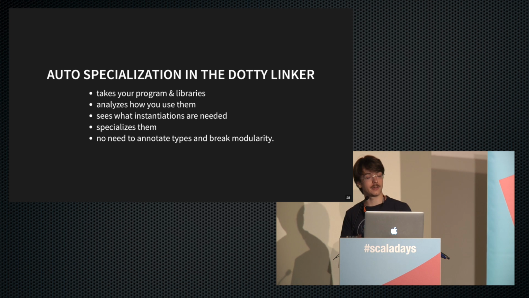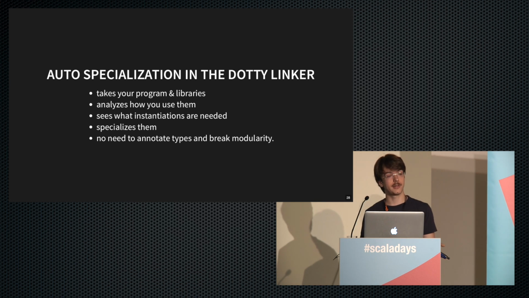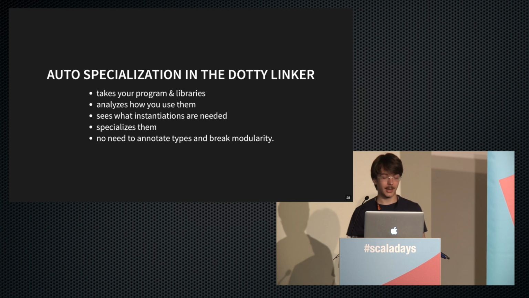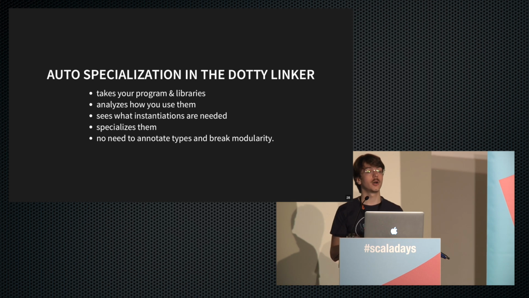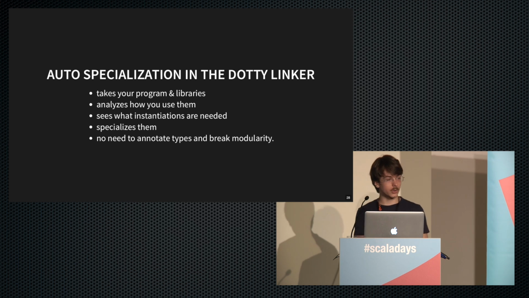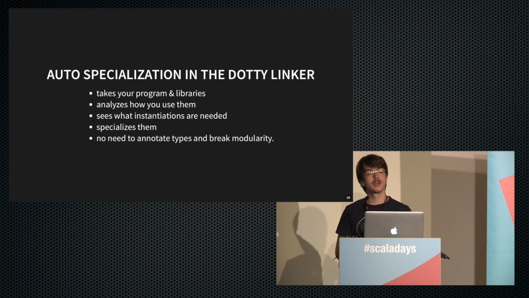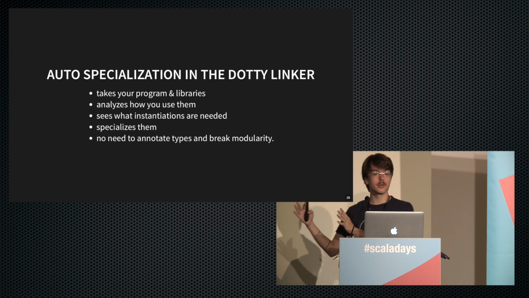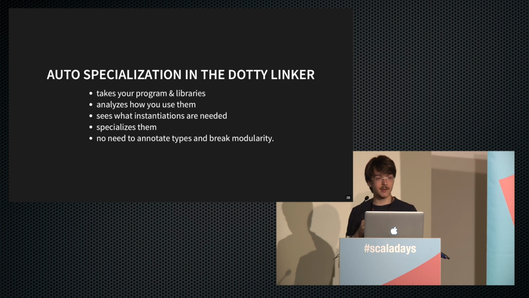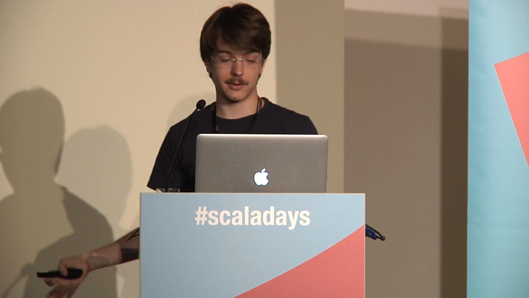So I built a design for auto-specialization in the Dotty Linker. It takes your program, it takes all the libraries that you depend on, it analyzes how you use them, what types your particular application would need, and it will only generate the types that you need. If you are an interesting guy who uses Function5 of Unit, you'll get it. But everybody else won't suffer, because they won't need to prepare for you getting it.